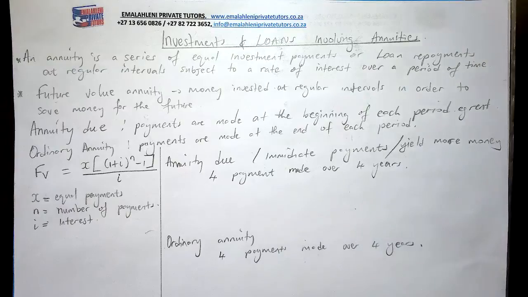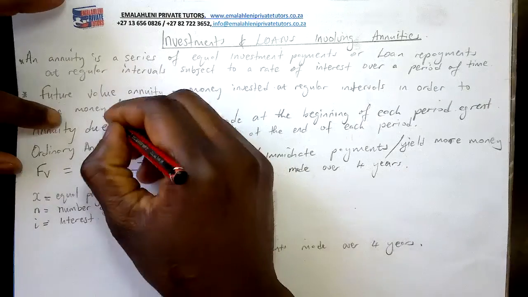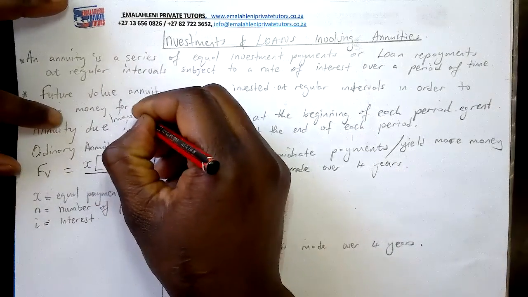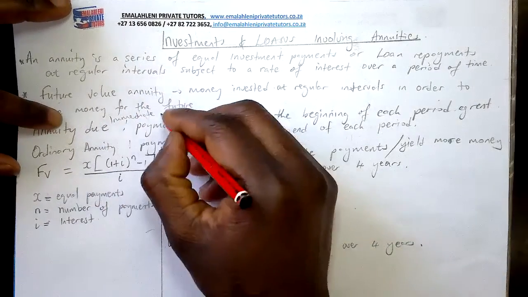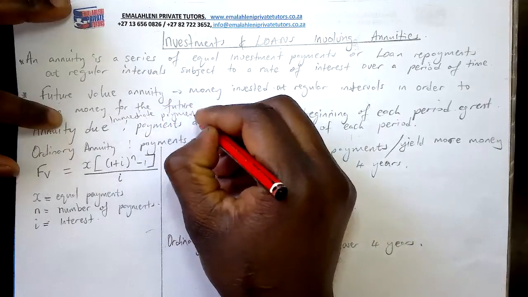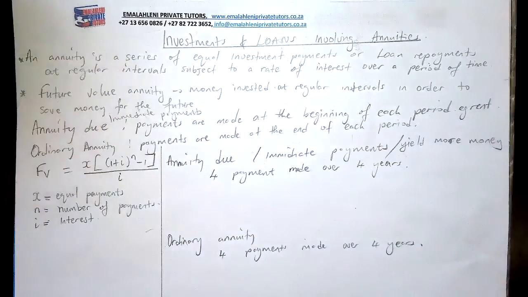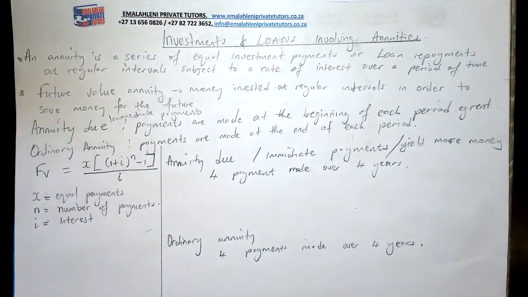So when I'm saying annuity due, these are payments made at the beginning. So these are immediate payments. So we can call them immediate payments. Okay, so ordinary annuity, these are payments made at the end of each period. Now, you just need to understand this. I will show you why you need to understand this.